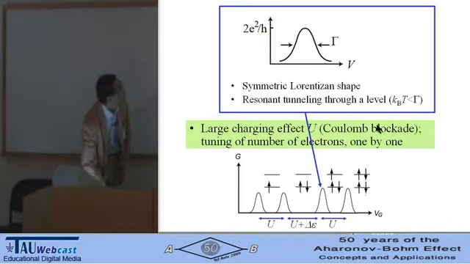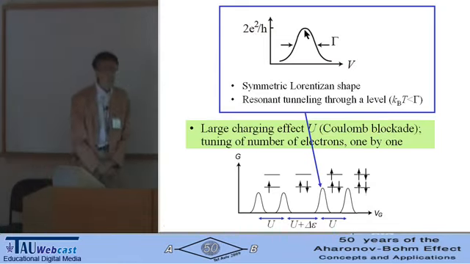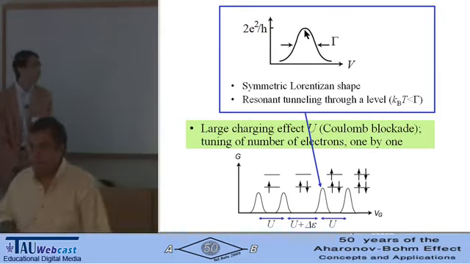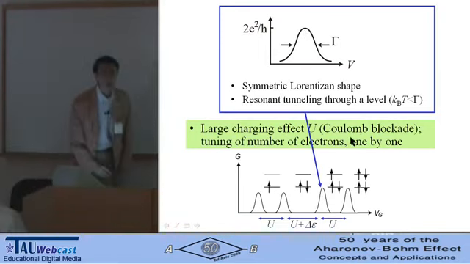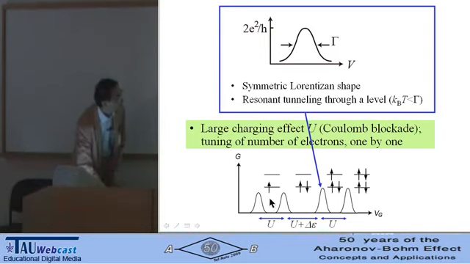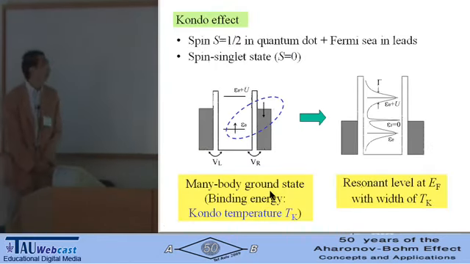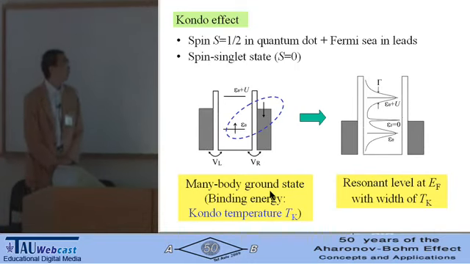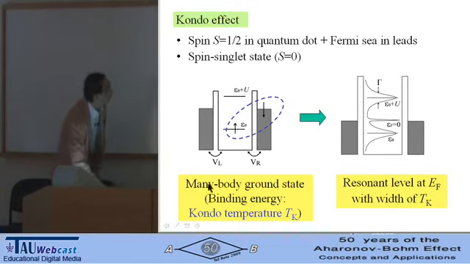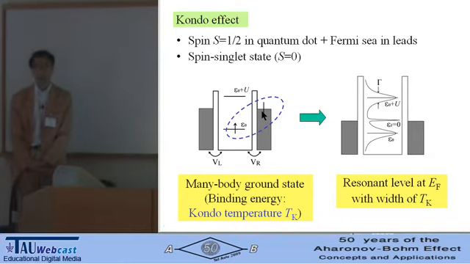And conductance becomes 2e squared over h at the peak, and width is determined by the level broadening due to the tunnel coupling. And let's consider the Coulomb blockade region with spin 1/2. Then the Kondo effect takes place. In the Kondo effect, the spin 1/2 in the quantum dot is coupled to the Fermi sea in the leads and makes the spin singlet state schematically like this.